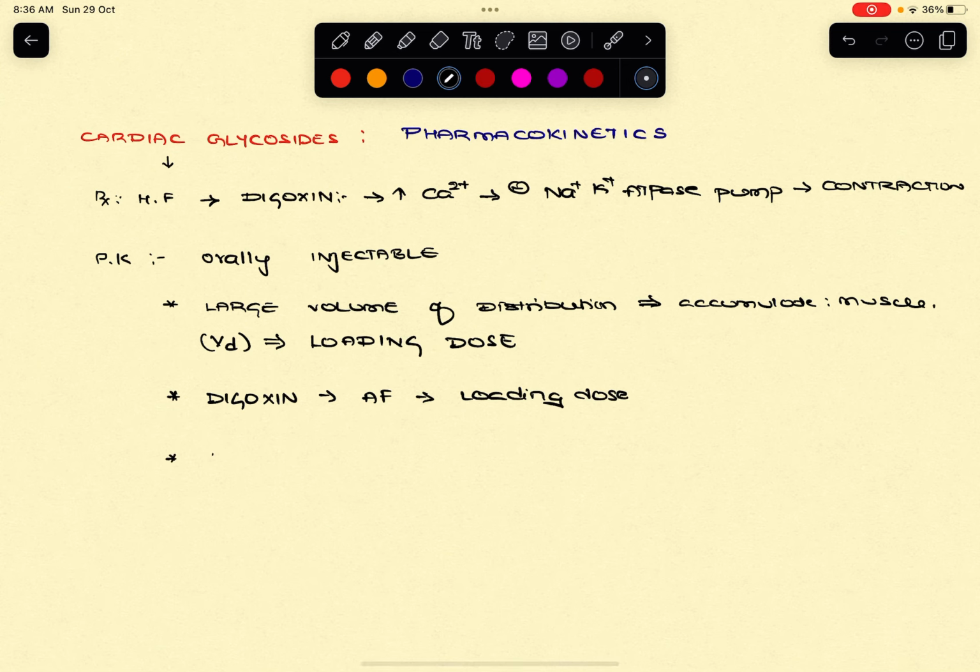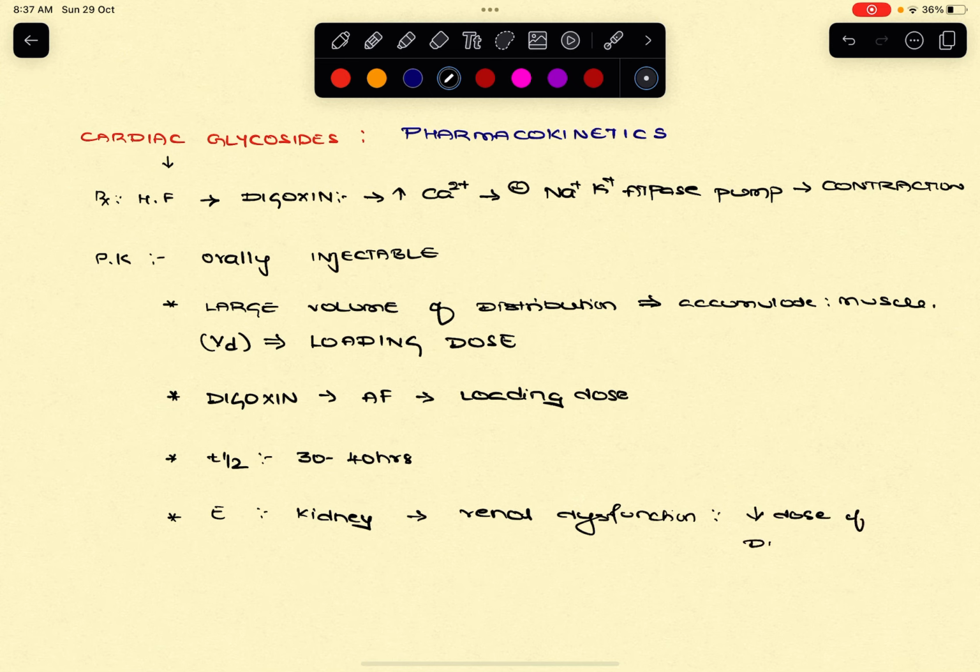And when it comes to the half-life of digoxin, it is around 30 to 40 hours. And it is mainly eliminated through excretion. Excretion is through the kidney. And when you treat patients who have renal dysfunction, what you need to do is reduce the dose of digoxin in patients with renal dysfunction.